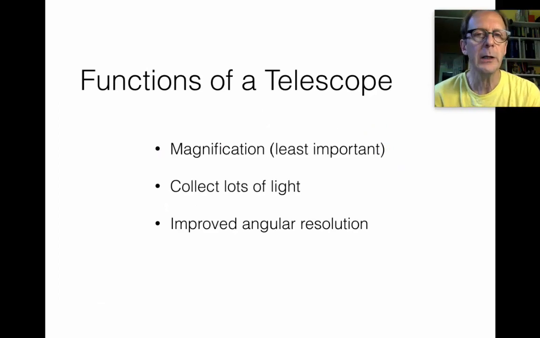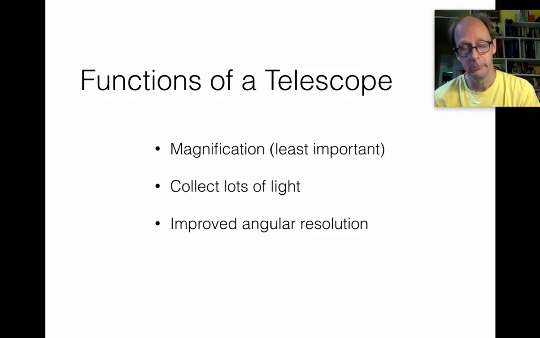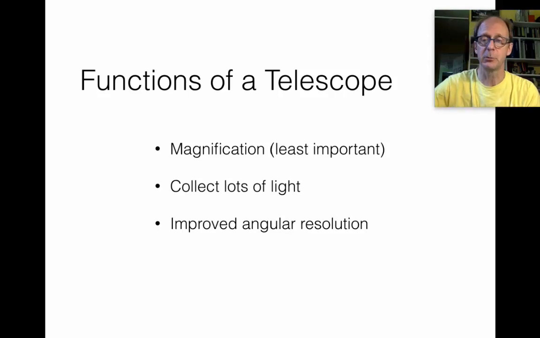What do telescopes do? Why do we want telescopes? There are 3 basic reasons: magnification, which is actually the least important, to collect lots of light, and to improve the detail, what we call the angular resolution that we can see.